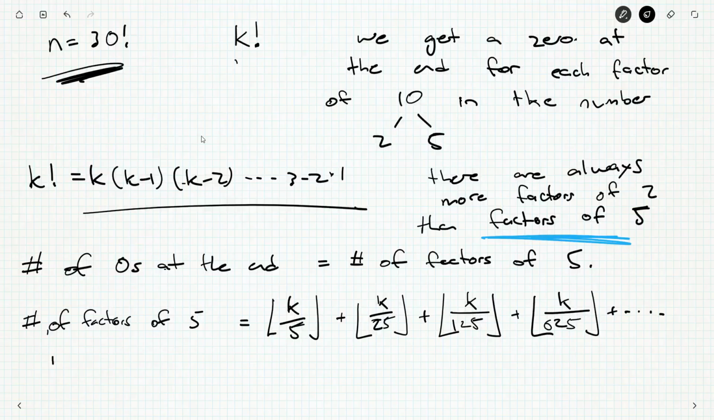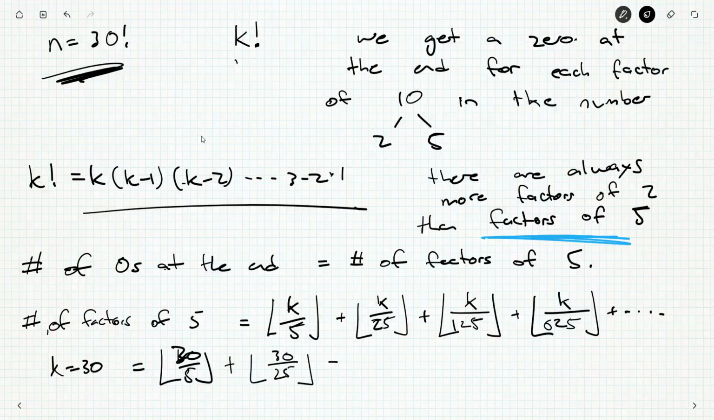And it just sort of keeps going on like this. Now for 30, we'll have 30 over 5, floor of that, plus 30 over 25, floor of that. There's going to be no 125s. So it's just going to be 6 plus the floor of 6 over 5, which is just 1. So 7 zeros.